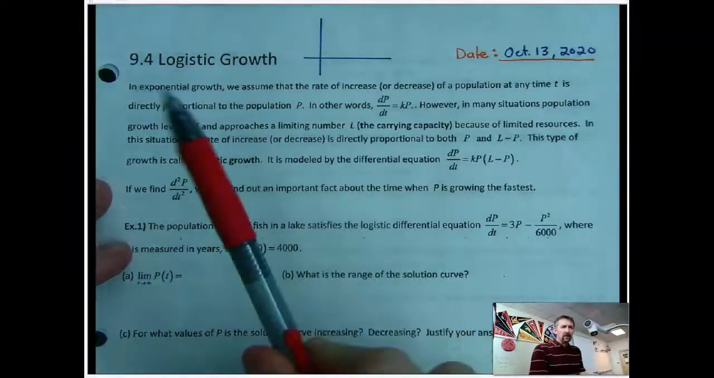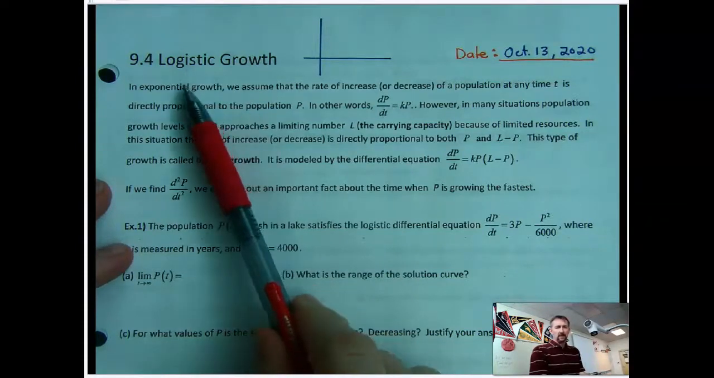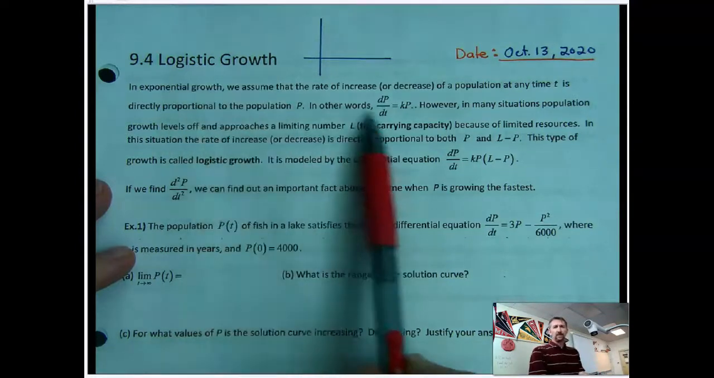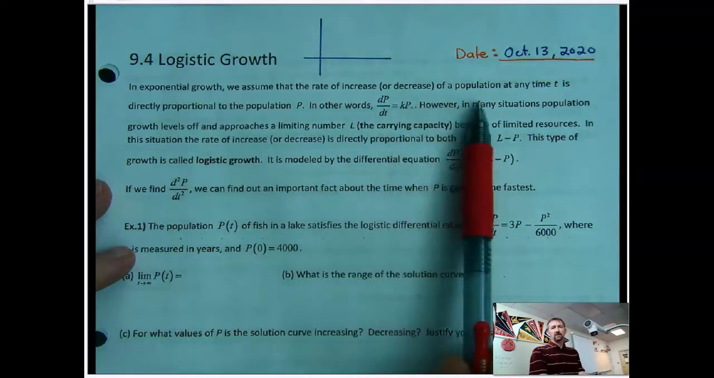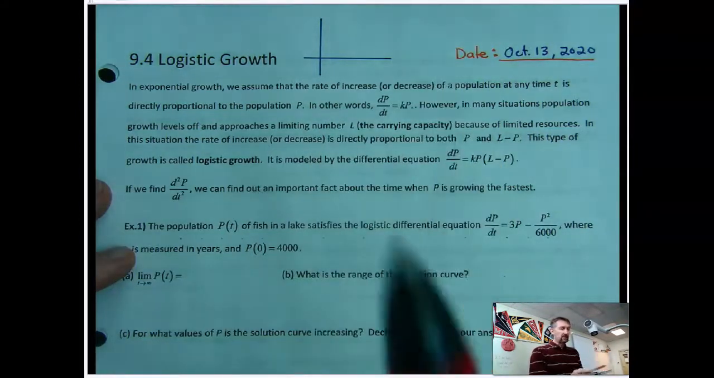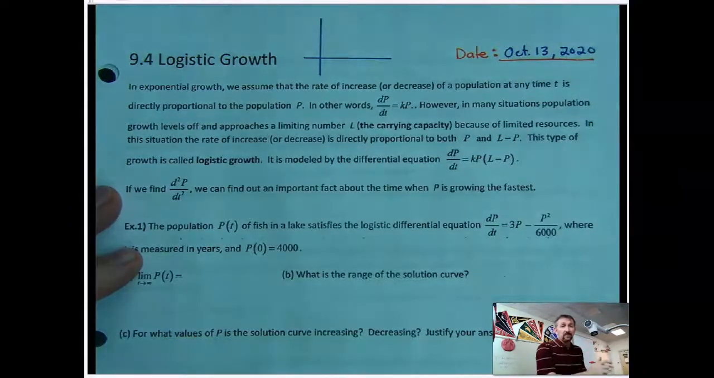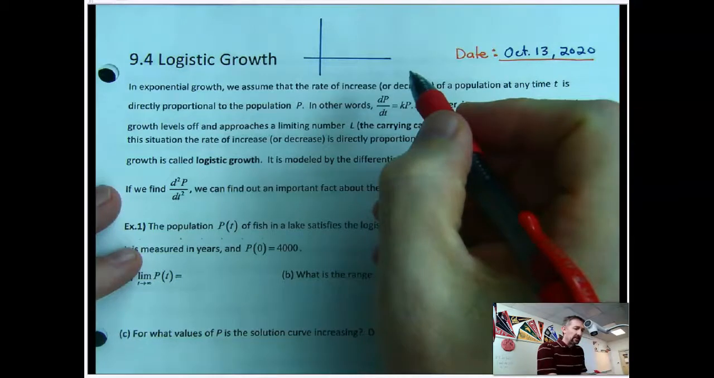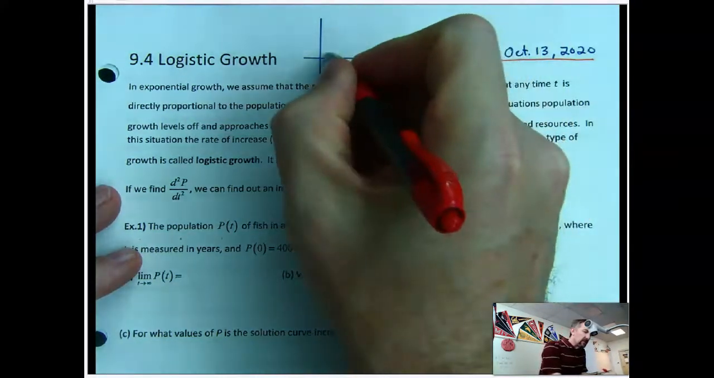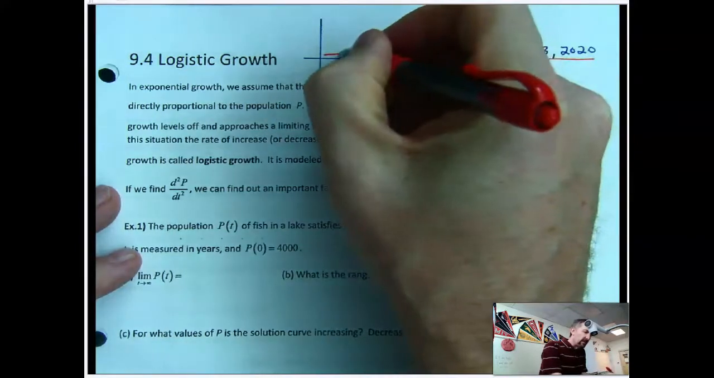Alright, so logistic, not logarithmic, logistic growth. In exponential growth, which is a different kind of growth, we assume the rate of change of increase or decrease is directly proportional to the population. So it just increases like crazy or decreases like crazy, like particularly the population of Clark County in the 90s and 2000s. But that's not normally maintained forever.